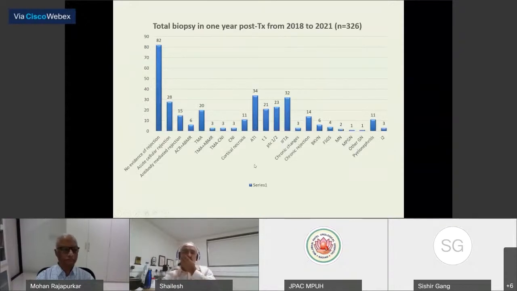So what are the predominant morphological diagnoses we see in our post-transplant biopsies? We evaluated a total of 326 post-transplant biopsies from 2018 to 2021, and out of that the most common diagnosis was acute tubular injury, followed by IFTA, and then acute cellular rejection, TMA, and so on. However, in around 82 biopsies we couldn't find any significant morphological changes, even though the patient had a rise in serum creatinine.